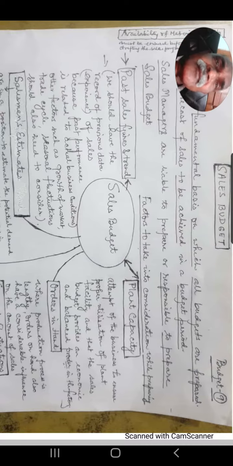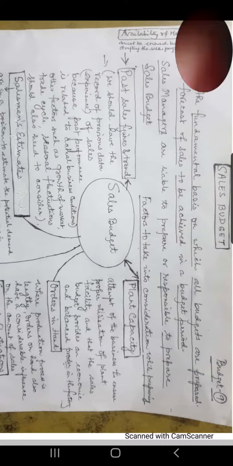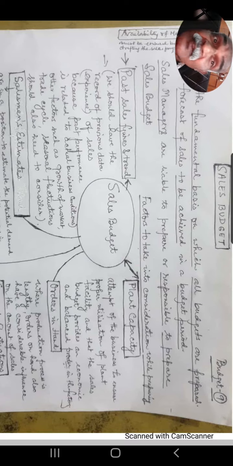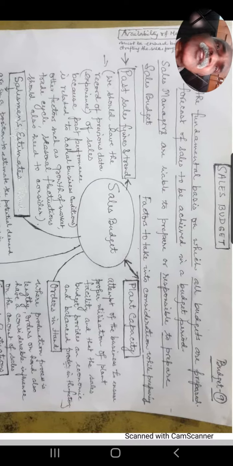Is that clear? So sales budget is a forecast of sales to be achieved in a budget period. So we have to forecast the sales and we want to achieve that sales in a budgeted period.